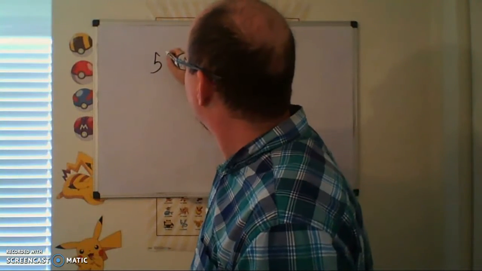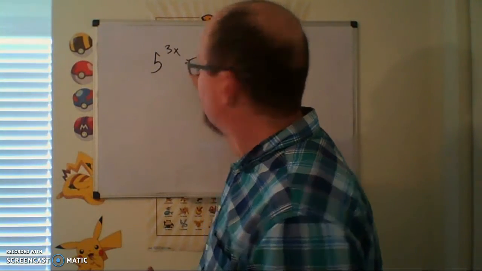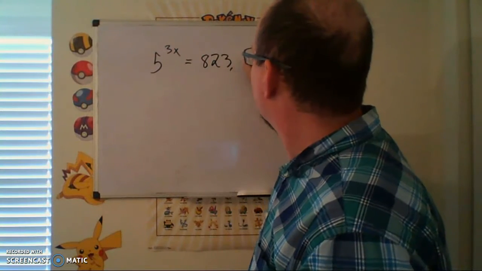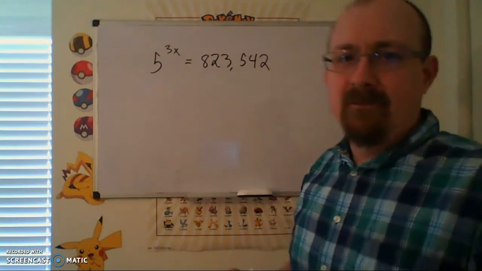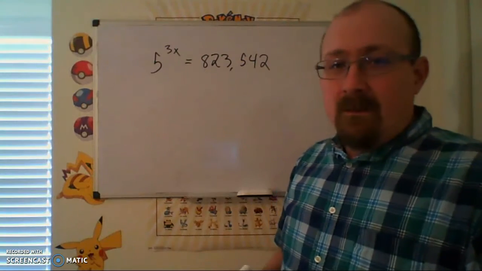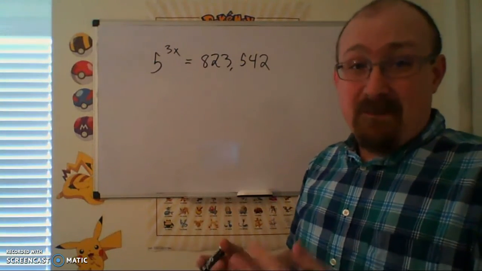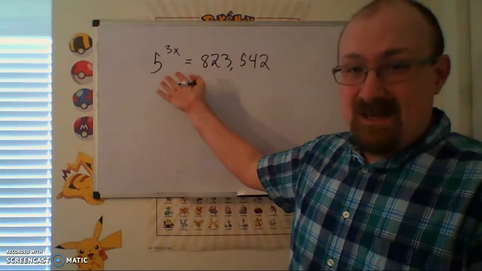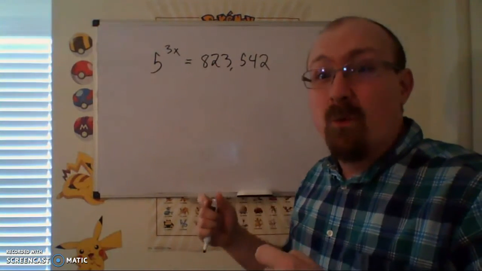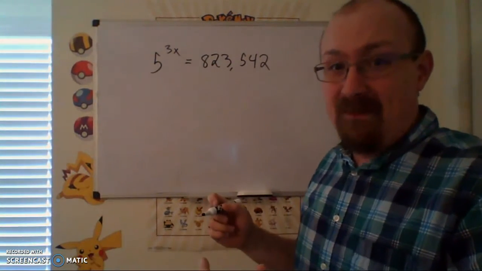So the first guy we have looks like this. We have 5 to the 3x equals the totally natural number 823,542. Natural, right? So we don't really need to isolate the exponential in this instance. That's already taken care of. So next step, we're going to apply a logarithm so we can pull the variable out of the exponent.